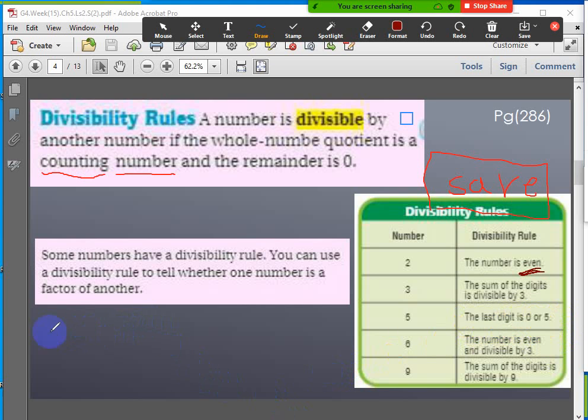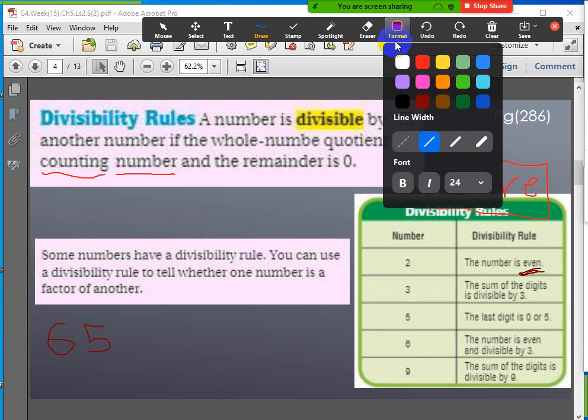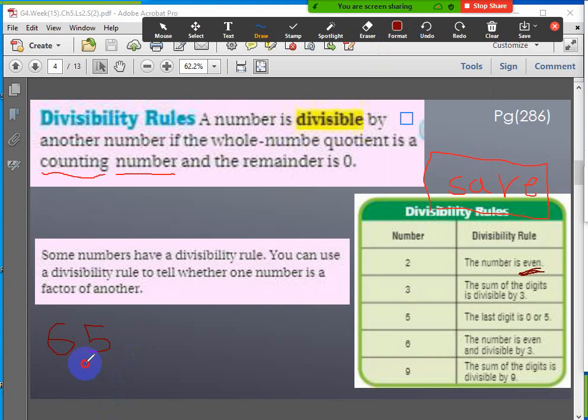Like what? Like 65, as an example. Look, 65, the ones digit is 5. Okay? So this number is able to be divided by 5 and the quotient will be a counting number without any remainder. So this number is divisible by 5.